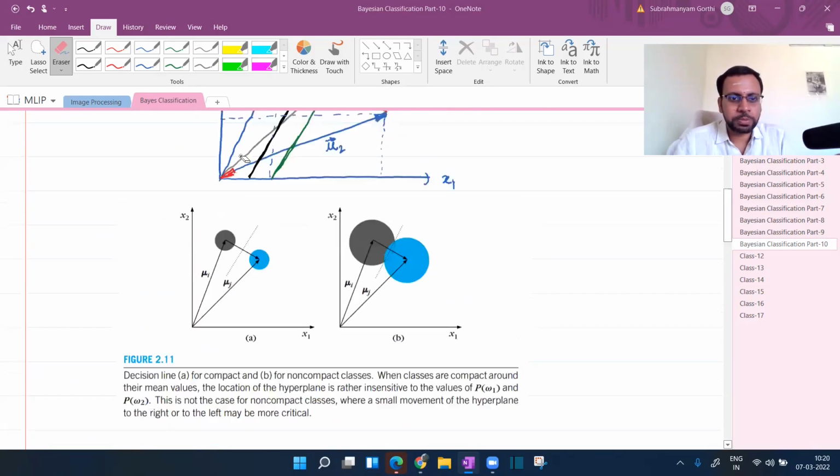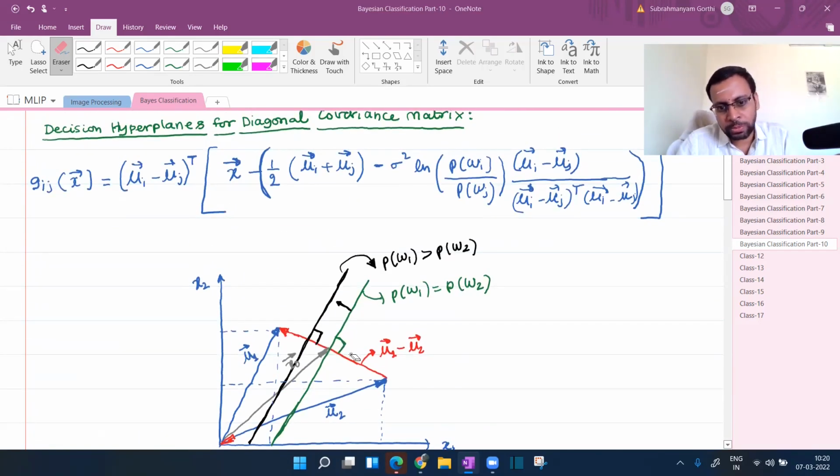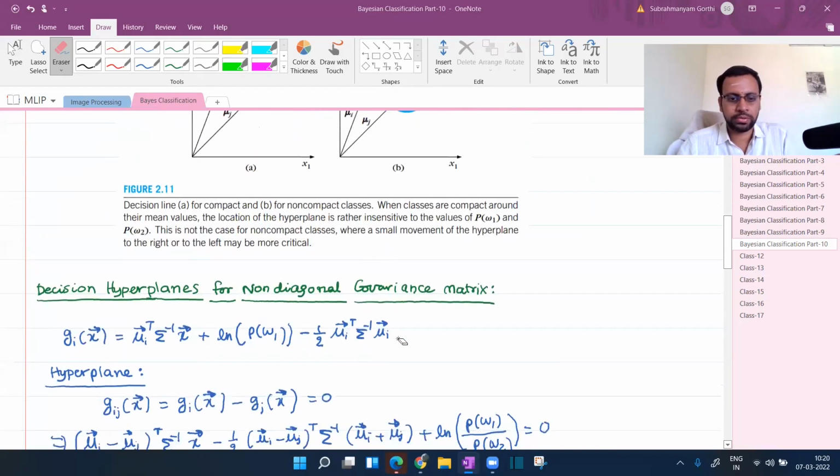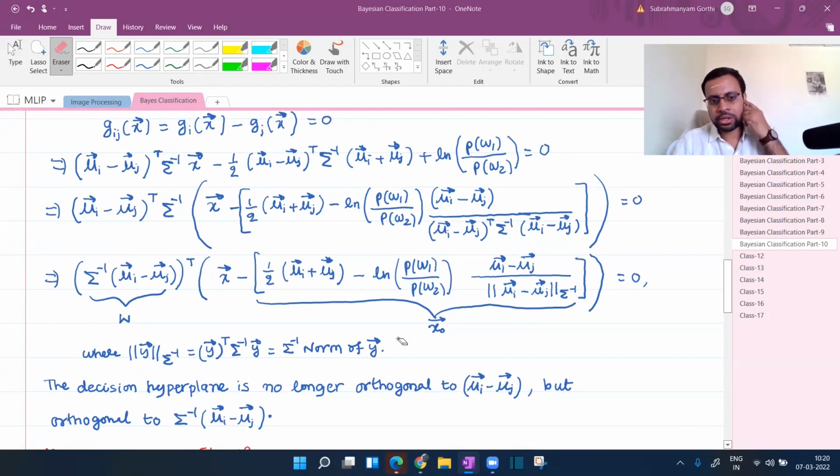So earlier in this expression, we worked out that the decision plane is perpendicular to mu1 bar minus mu2 bar. Now, can you tell me if the decision plane is still perpendicular to mu1 bar minus mu2 bar in the case of two-dimensional vectors, or is it perpendicular to something else now? Sir, it's perpendicular to sigma inverse into mu i bar minus mu j bar. Correct. Very good.